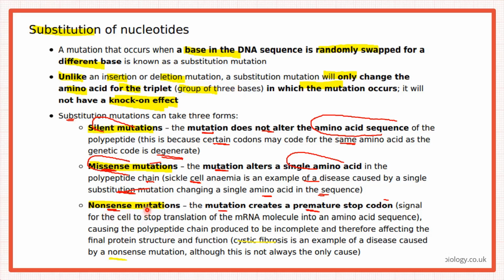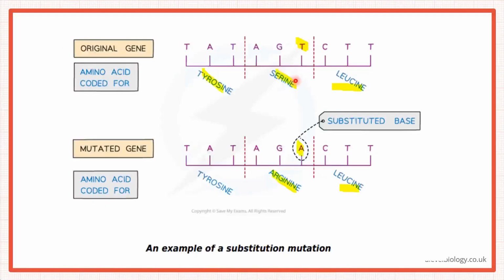Then in nonsense mutation, what is happening? The mutation creates a premature stop codon, right? And you will have an incomplete protein. If there is an incomplete protein, it will not be able to perform its function, right? So again, the same diagram as we've already discussed. So this is substitution, right? Here T has been substituted by A. So we have a different amino acid in the sequence now.